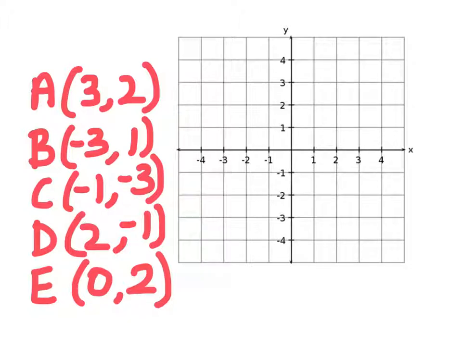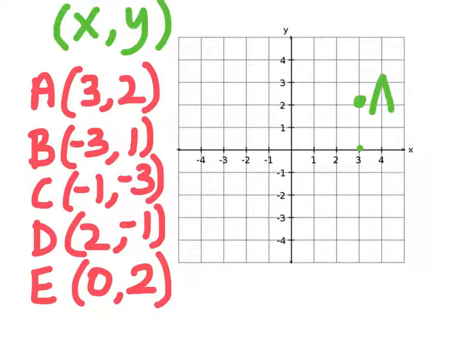We'll now look at plotting these points. So again, the first thing to remember is that when we plot a point, the coordinates are always x and then y. So to plot point A, the x-coordinate is 3, so I go across 3 on the x-axis, and the y is 2, so it's (3, 2), so that would be point A.